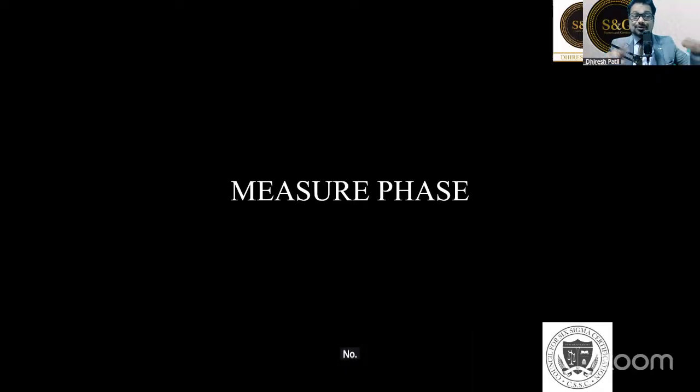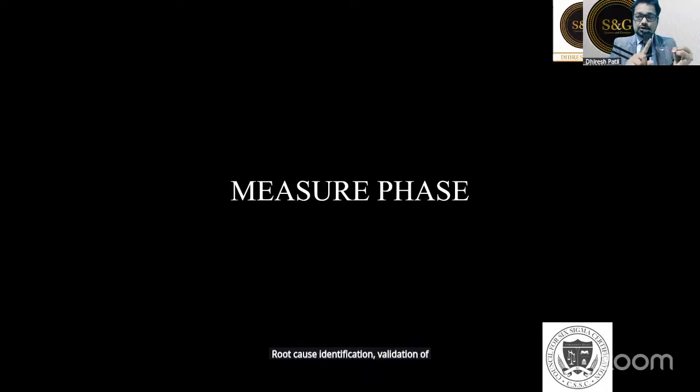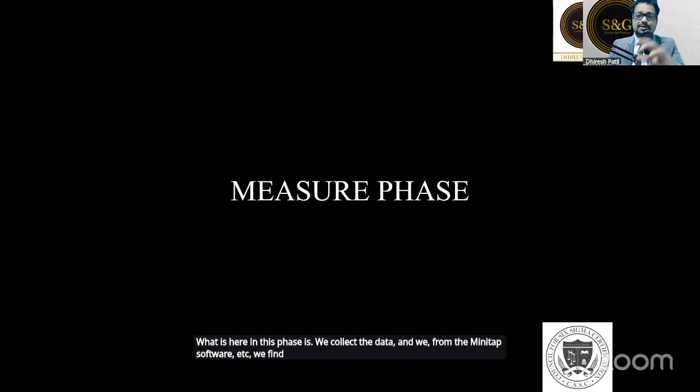No, root causes go in the analysis phase. Validation also goes in the analysis phase. Understand this. Root cause identification and validation of the root causes, all this stuff goes in the analysis phase. In this phase, we collect the data and, using software like Minitab, we find out the trends, patterns and Pareto. That's what we saw in the measure phase of the Green Belt Hackathon, correct?